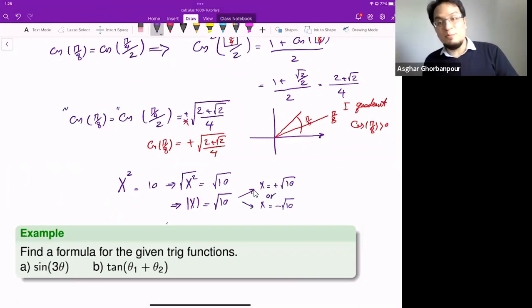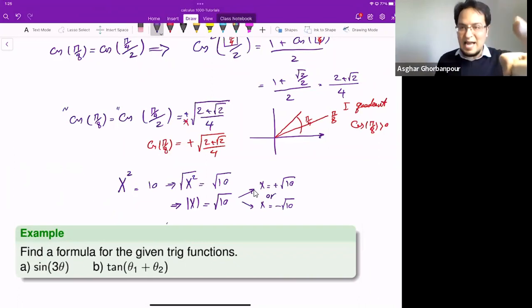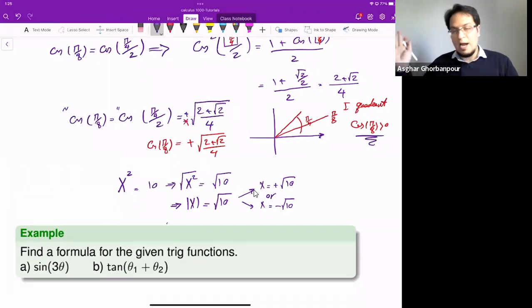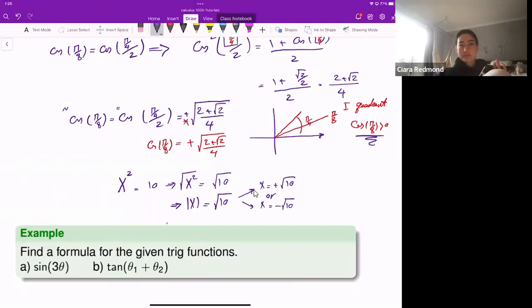I'm not saying it's going to be both of them. I'm saying it's either that or that. Now, in this case, we have other facts, which Taylor told us, and this says that, okay, this is the first quadrant, so cosine must be positive. I drop the negative 1 and then get the answer. Okay. Alexander?